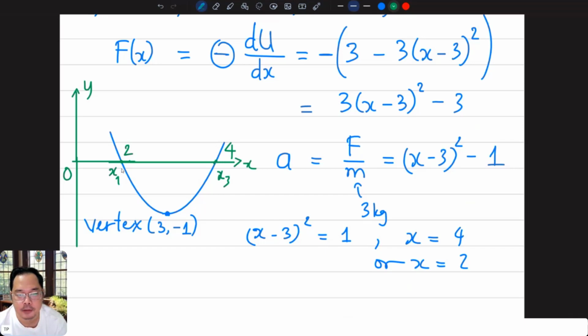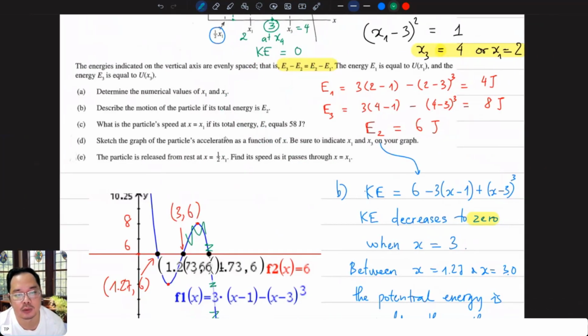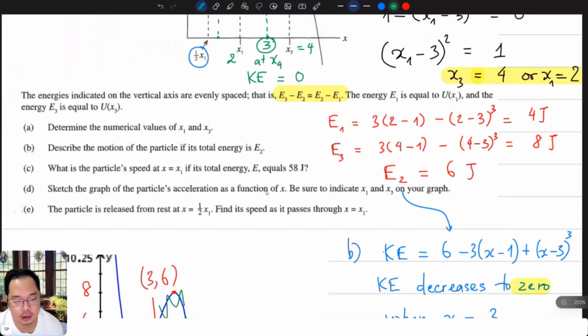Wait, oscillate means acceleration must change direction. Yeah, not oscillate, it must change direction when changing from being positive to negative or vice versa. E. The particle is released from rest at x equal 1/2 x1. Find its speed as it passes through the point x equal x1.